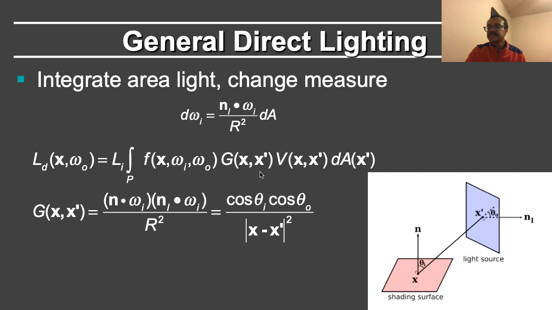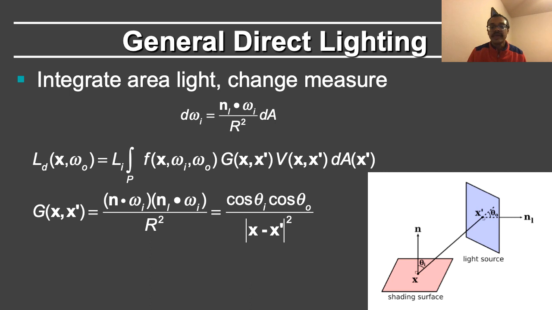Specifically, there is a geometry term between x and x prime, where x is now the shading location or the pixel that you are shading, and x prime is the location on the light source. You're actually integrating over the locations x prime on the light source using the area measure on the light source. You have both a geometry term and a visibility term. The geometry term is the same term we derived in the rendering equation. It is a product of both cosines of incoming direction as well as outgoing direction from the light source, and the difference between x and x prime, or the distance between them, squared.